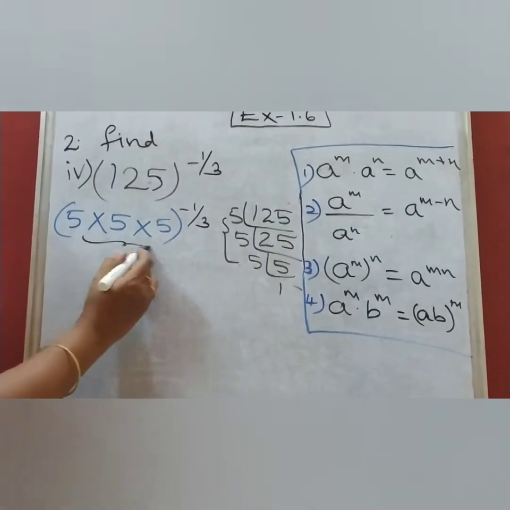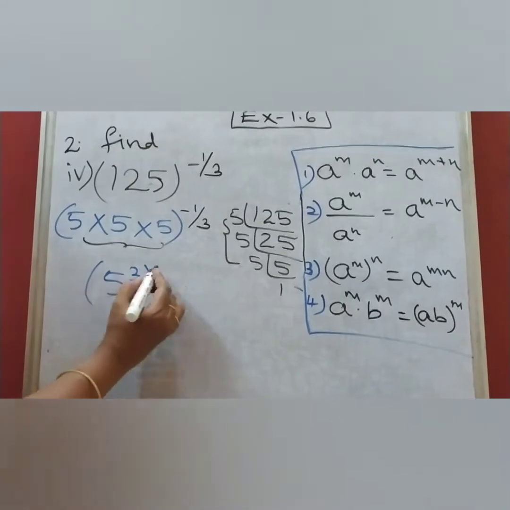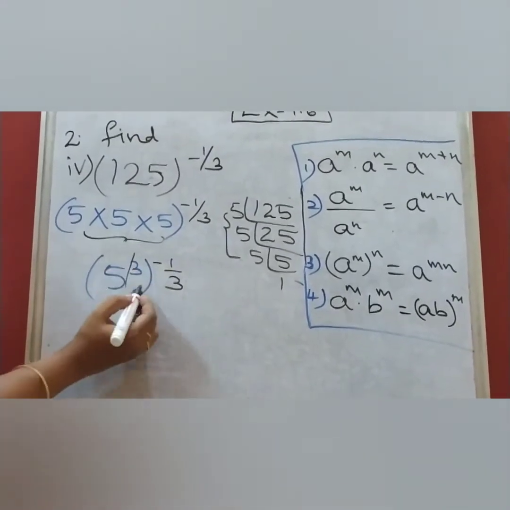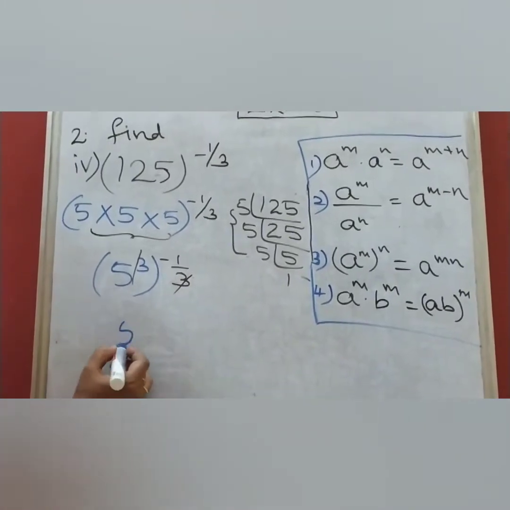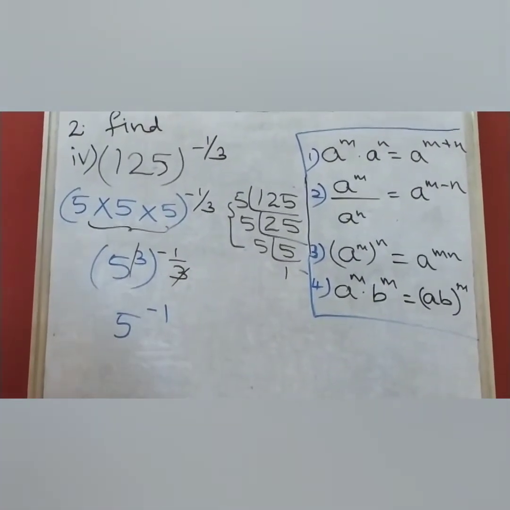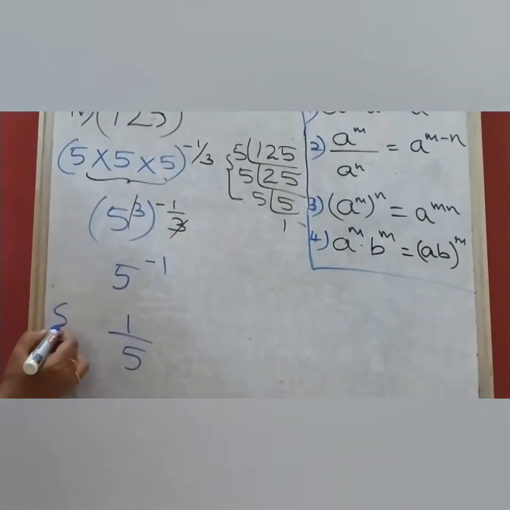How can I write 5 into 5 into 5? As 5 cube, into minus 1 by 3. Can I cancel 3 and 3? Yes, I can. What is left, children? Left is 5 power minus 1. 5 power minus 1 means it is 1 by 5. This is the solution, children.